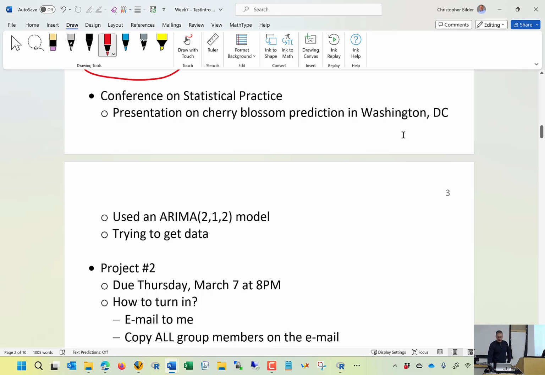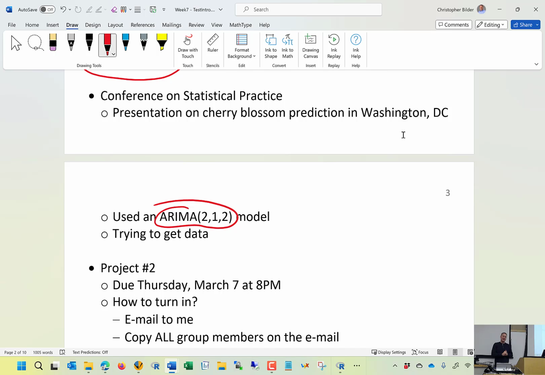And as you might expect, because of global warming, every year it seems to be getting earlier and earlier. The individual giving the presentation was using an ARIMA(2,1,2) model to do the prediction. I have a copy of his presentation. I have contacted him to also obtain the data, and it would be really cool if we could play around with his data in our class, and hopefully he will give it to me.